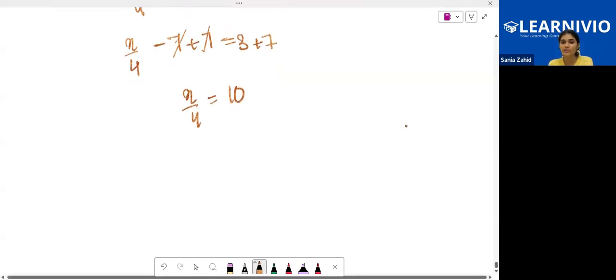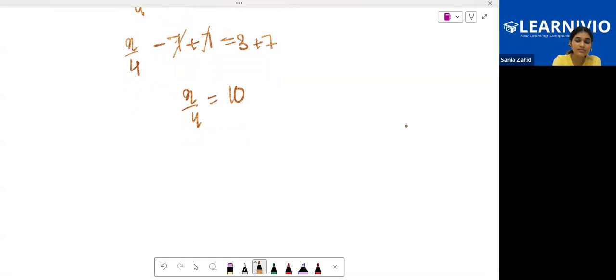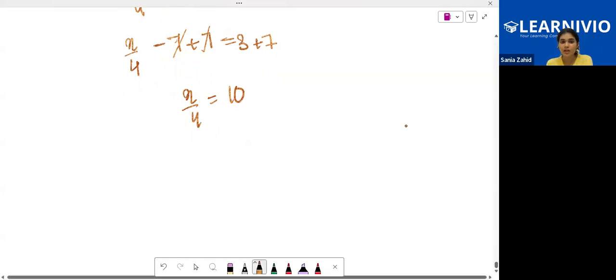Razan, you tell me. 10 into 4 equals 40. What are you saying? You have to divide 10 by 4. No, multiply. See, 4 is being divided. So multiply 4 over here, and if you're multiplying over here, then you also have to multiply over here. 4 and 4 will be cancelled, so x will be equal to 40.